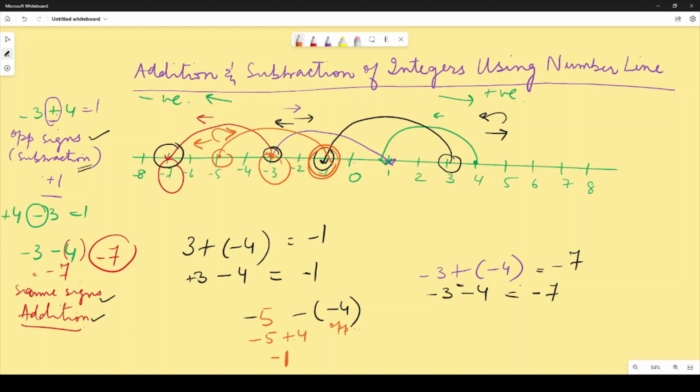So this is how you solve the addition and subtraction of integers using a number line.